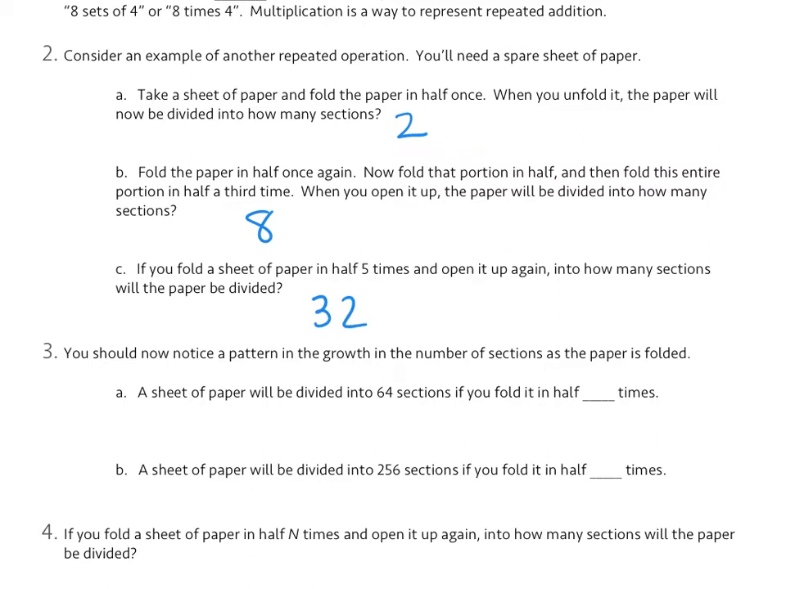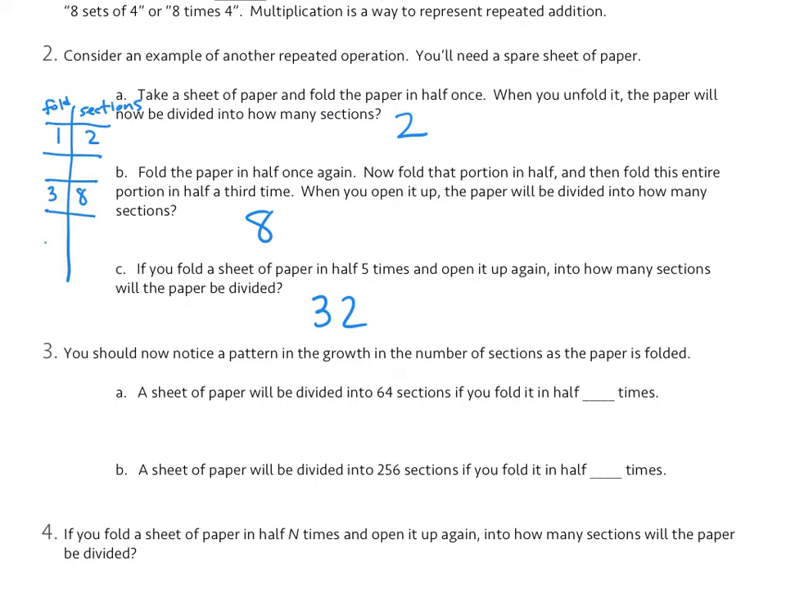Number 3, you should now notice a pattern in the growth in the number of sections as the paper is folded. Part A, a sheet of paper will be divided into 64 sections if you fold it in half how many times? Well, to answer this question, let's look at what happened when we folded the sheet of paper once. I'll make 2 columns here. 1 fold, and then we had how many sections? There were 2. If I had 3 folds, there were 8 sections.